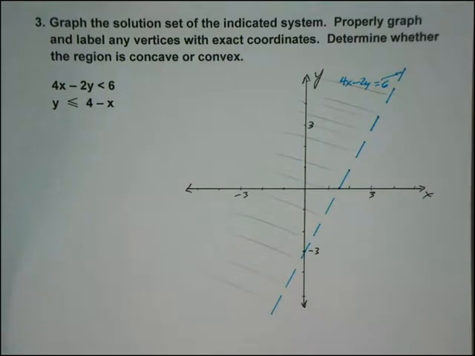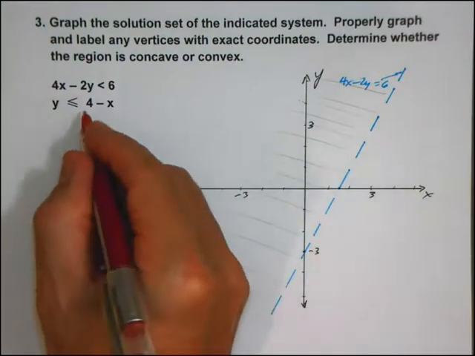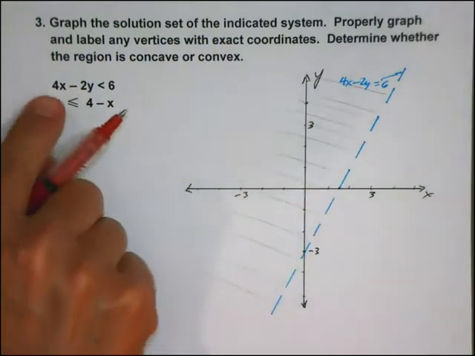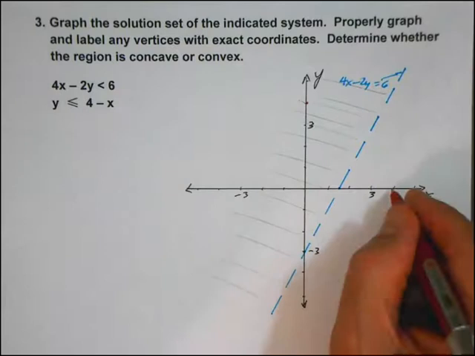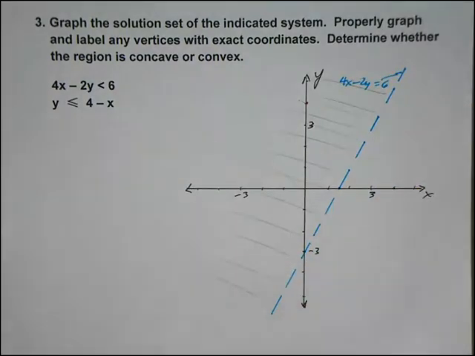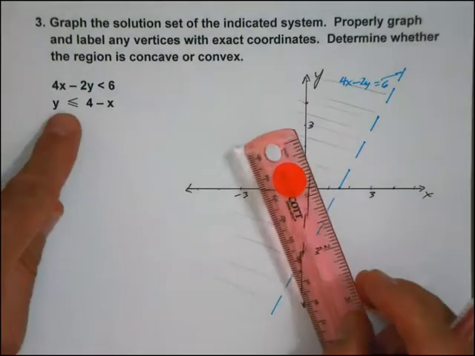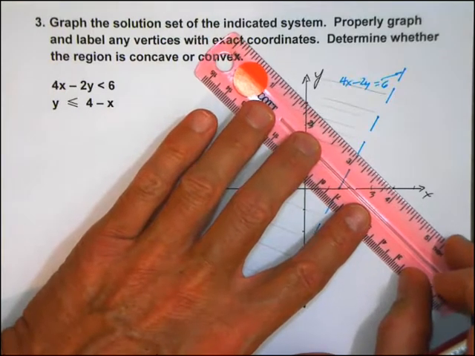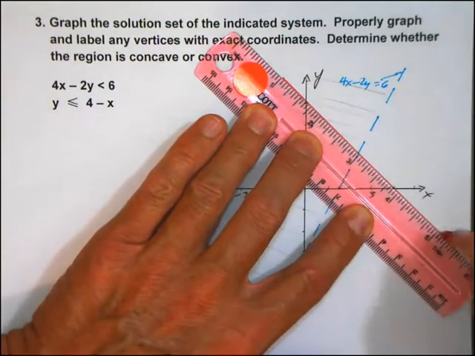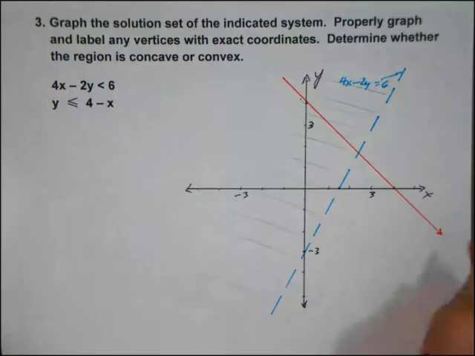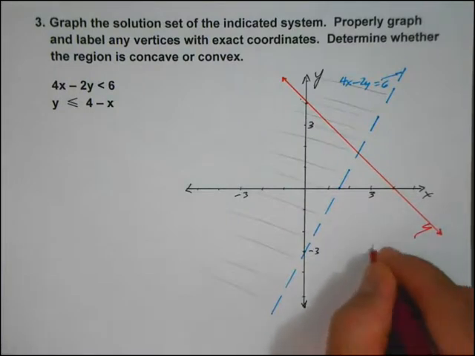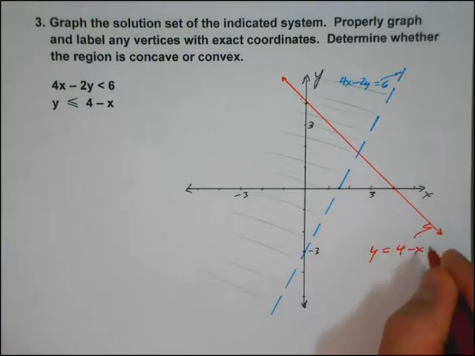Now let's go to the second inequality. New contrasting color, the boundary line. If x is 0, y is 4. If y is 0, x is 4. Okay. The boundary line in this case will need to be solid because or equals to is in this inequality. Could label its equation here. This is y equals 4 minus x.